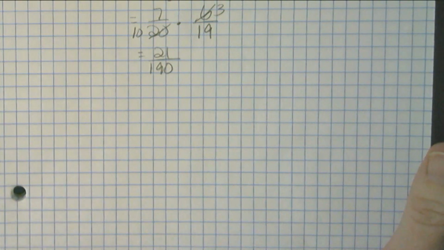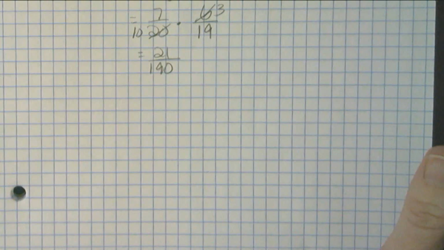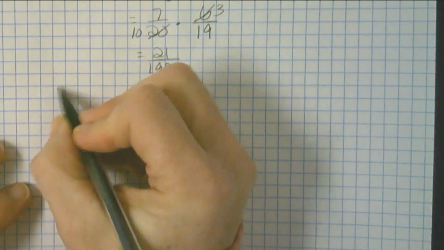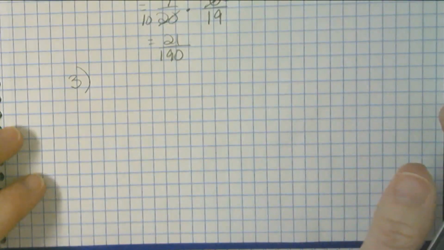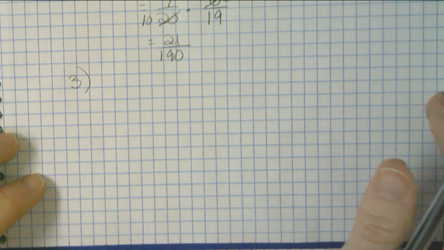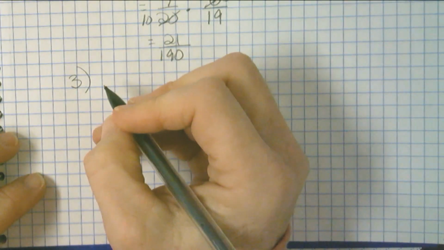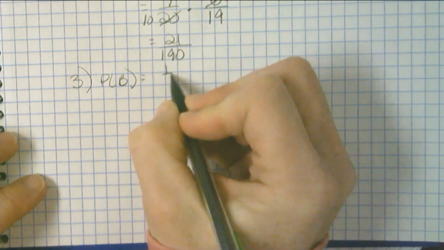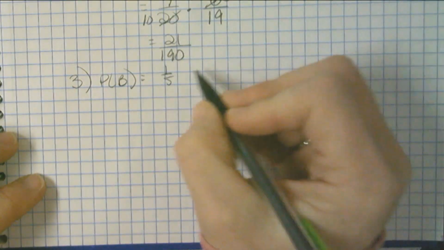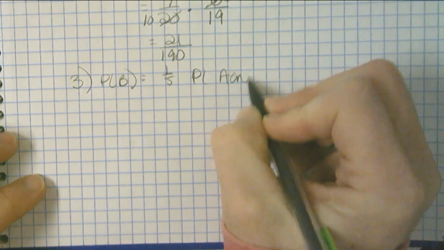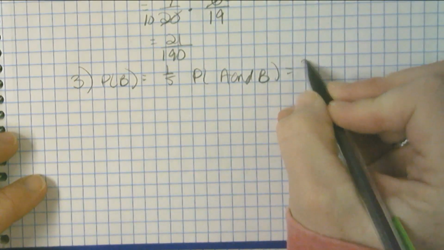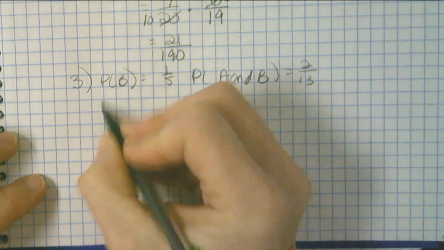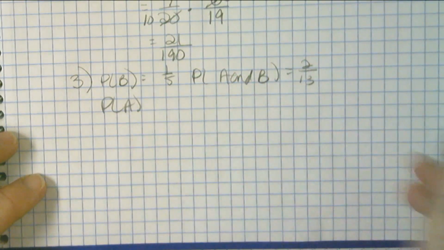Okay, would you like me to do it for you? Because I can't answer that unless I do the problem. Okay. So let's take a look at number 3. Number 3 said find the missing probability. All right. So they told us that the probability of B was 1/5. The probability of A and B is 2/13, and we want to find the probability of A.